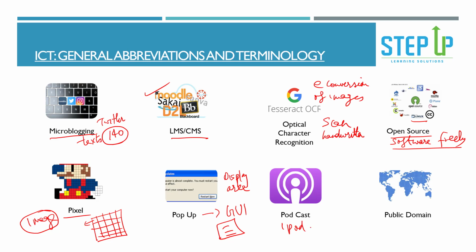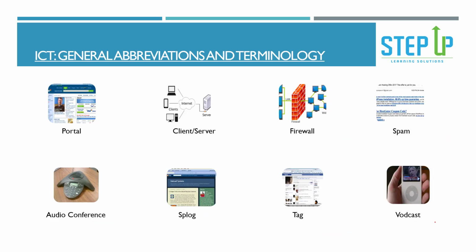Now podcast, again, has come from two terms, right? Your iPod, the famous iPod, plus broadcast, right? So usually it is the audio messages that you get, right? Vodcast is where you get video plus audio. Public domain is something that is available freely in the public domain, something that you can use and access, which is not confidential. Okay, moving on.